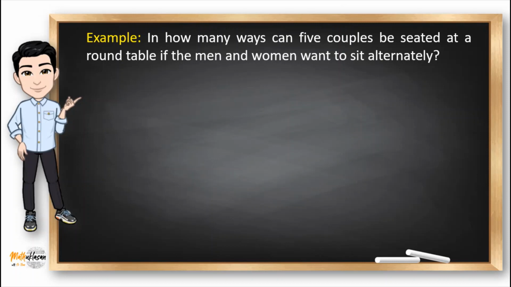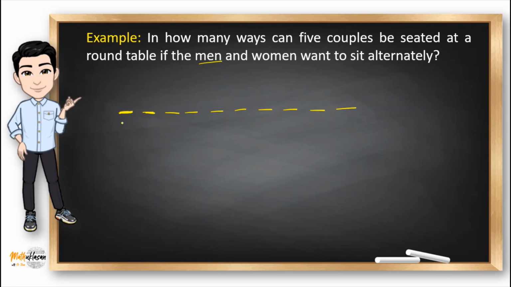Now, how about this example? In how many ways can 5 couples be seated at a round table if the men and women want to sit alternately? So we have established in the previous example that the first position will not actually affect the remaining arrangements, right? So here we have 5 couples, so we have 10 persons, right? So let's count the seats. This is chair 1, 2, 3, 4, 5, 6, 7, 8, 9, 10. I did not just arrange them circularly, but I hope you get it that we have 10 seats. So if the first person will sit here, it must be a man, because the arrangement should be alternate.